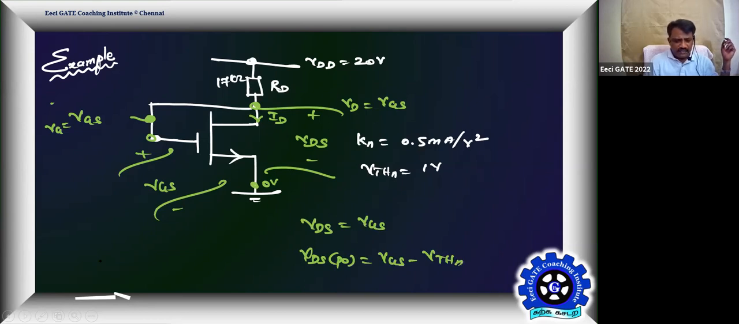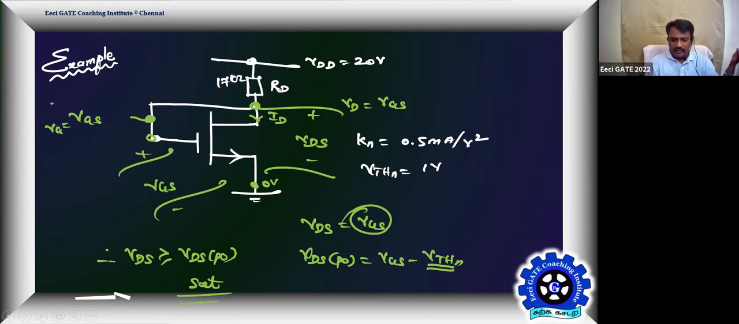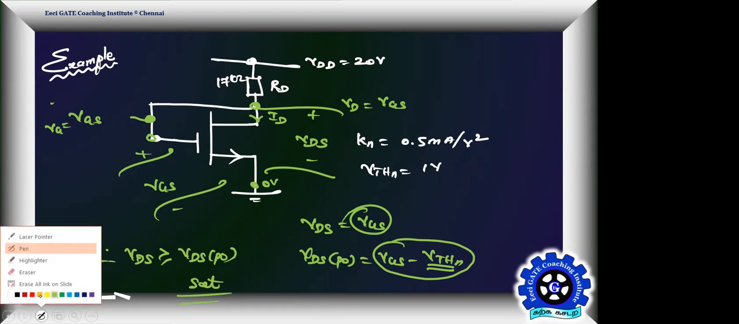If that is the case, can I prove now that VDS is always greater than or equal to VDS pinch off? Can I prove that in the given circuit the device is always in saturation? Yes or no? Yes, sir. Whatever may be the value of VGS, you subtract 1 volt from that, so automatically VGS will be greater than VGS minus V threshold. Correct? Any doubts, Sweta? No, sir. Clear, sir.